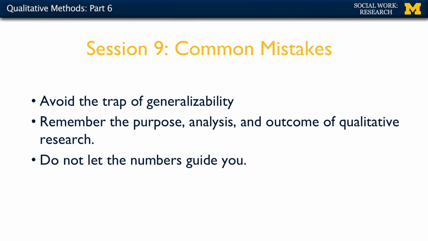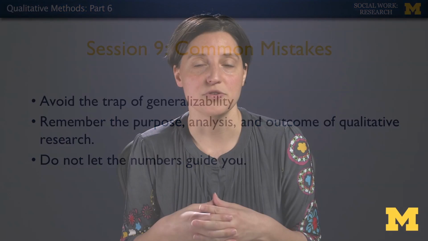Another important mistake to avoid is to remember the purpose, the analysis, and outcome of qualitative research. Do not assume that qualitative research has the same purpose, analysis process, and outcome as quantitative research. Remember those questions that we discussed in the beginning of this module. They're different for quantitative research, they're different for qualitative research, and the ways in which a researcher gets that information is different. So keep that in mind when you're looking at a qualitative article.